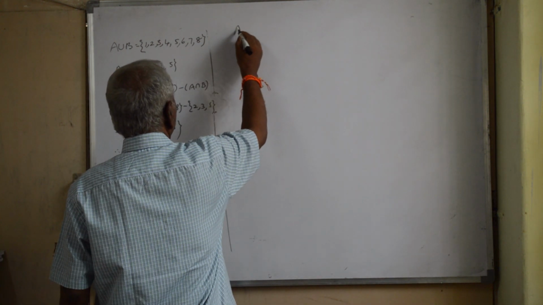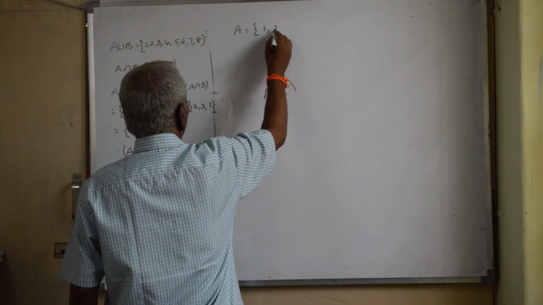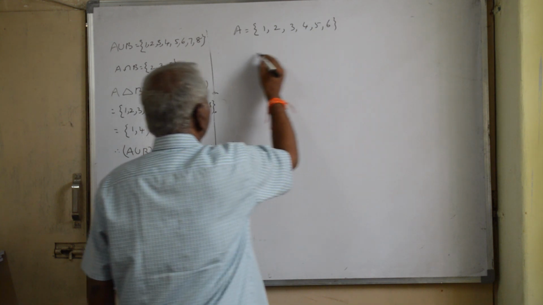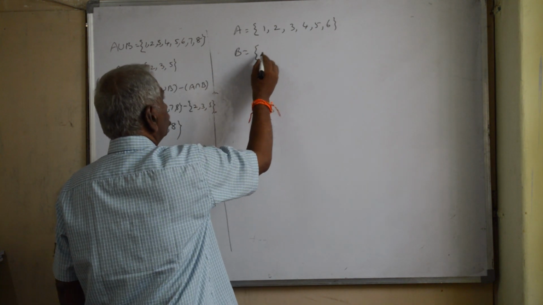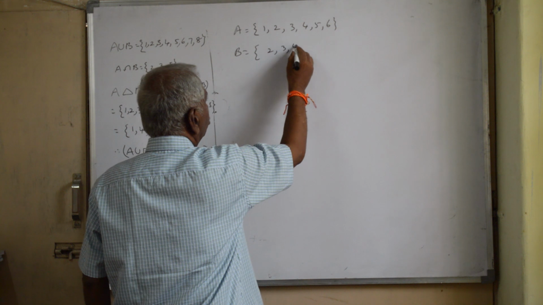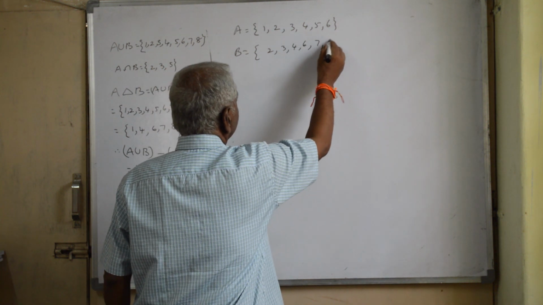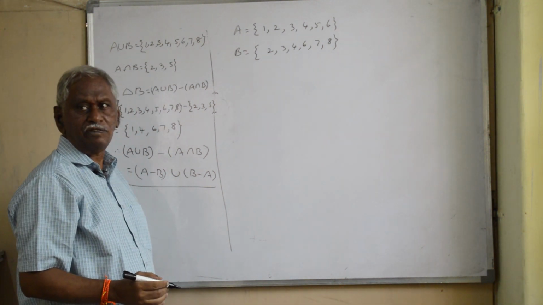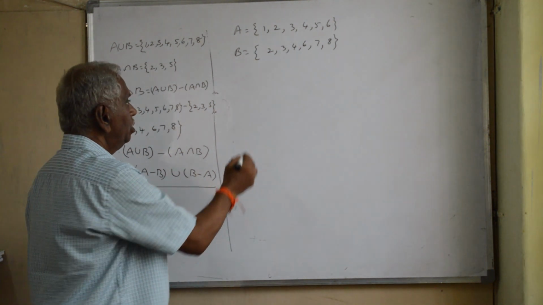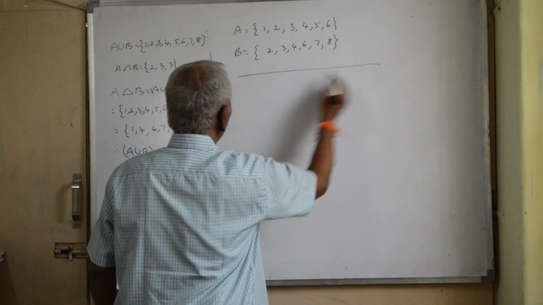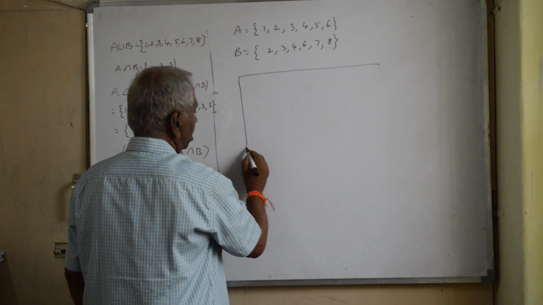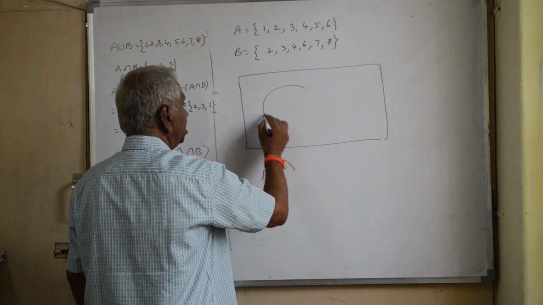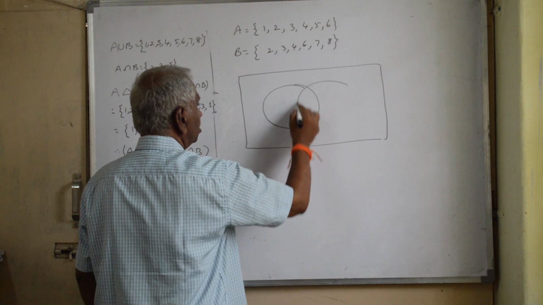Let us say A is equal to 1, 2, 3, 4, 5, 6. B is equal to 2, 3, 4, 6, 7, 8. Let us write them by means of a diagram. This is called the universal set. Universal means everything is here. This is the set A. This is the set B.